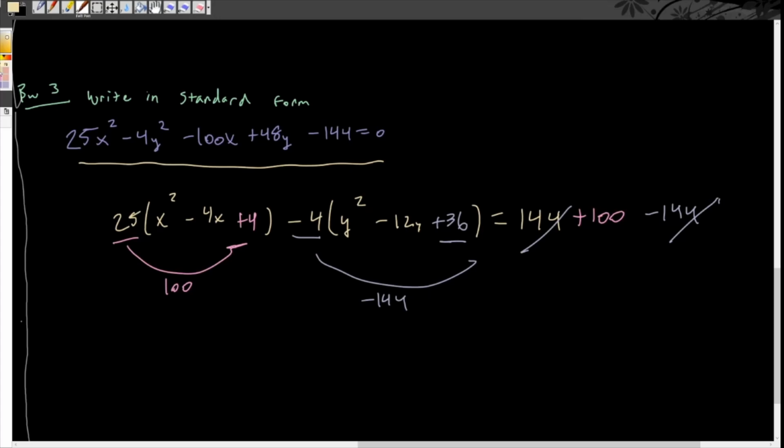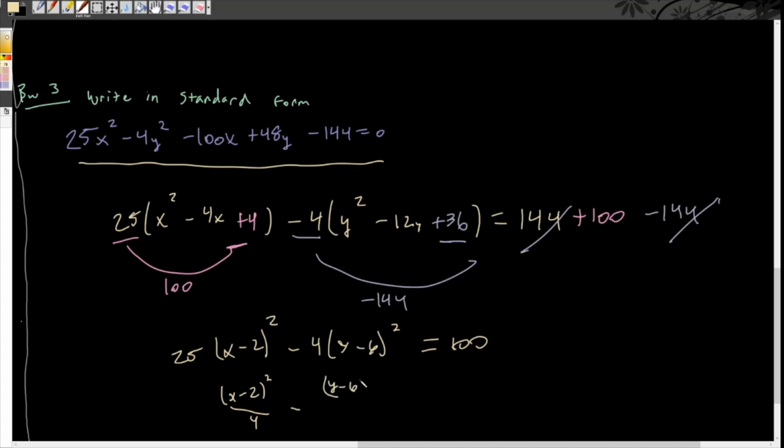So I am left with 25 lots of (x - 2)² minus 4 lots (y - 6)² equals 100. Finally divide everything by 100, so this becomes (x - 2)² divided by 4 minus (y - 6)² over 25. Just like before. Very easy. Any questions about hyperbolas? Anything like that? And that's the last conic, believe it or not. There's not some secret lurking conic shape.